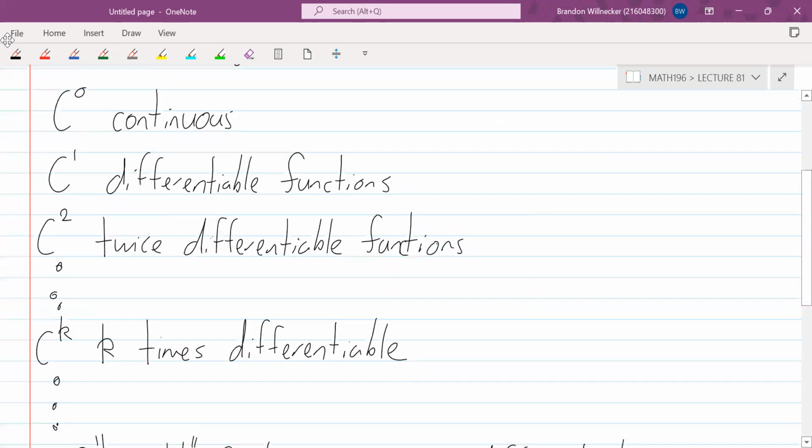Now, these sets are not separate sets. They are contained within other sets. We start off with the set of continuous functions. That is the quote unquote biggest set. We can have quite a lot of continuous functions, but if we add the condition that it needs to be differentiable, then we get a smaller set. So C1 is a subset of C0, and C2, that is an extra restriction, so that will make it a subset of C1. And we get this chain of subsets.